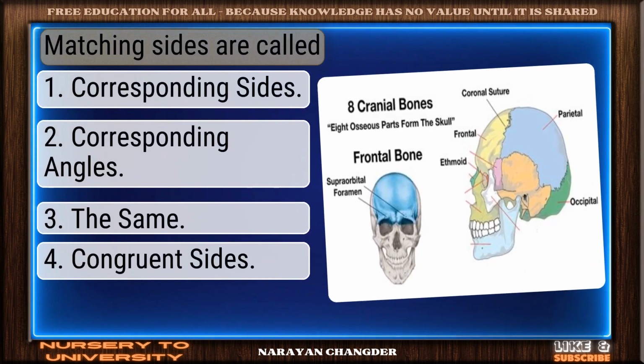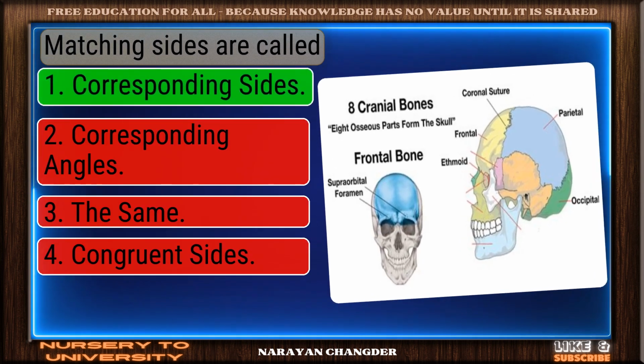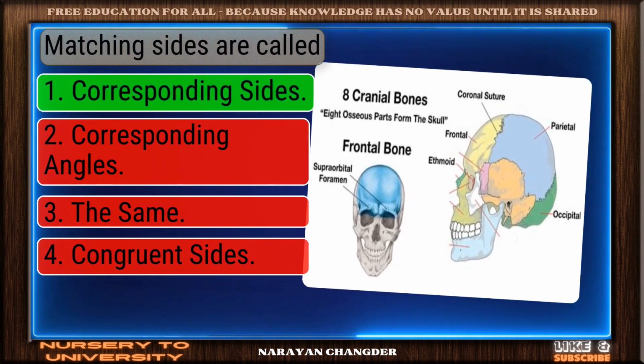Question number 49. Matching sides are called. Bravo. Corresponding sides is the answer.